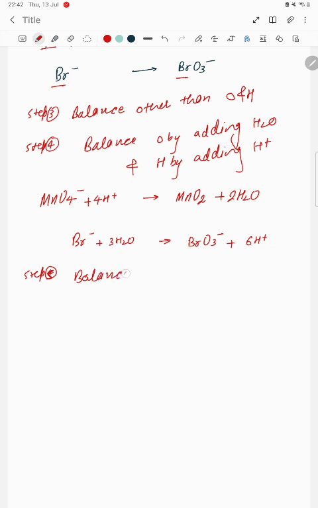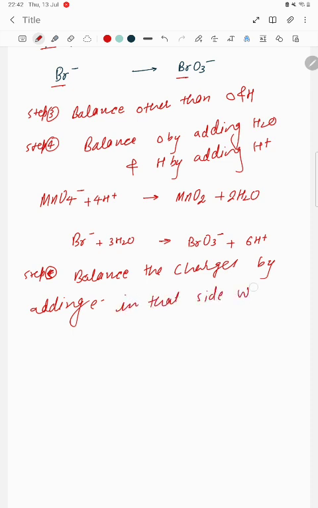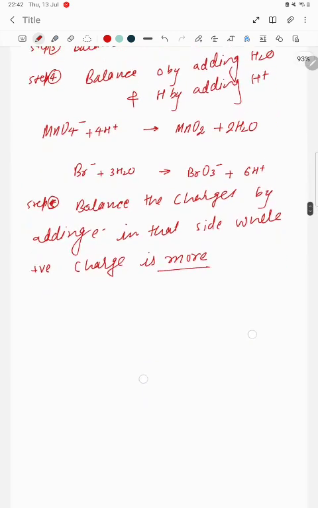Balance the charge, student, by adding electrons. Where will you add electrons? Add electrons on the side where positive charge is more. Wherever positive charge is more, student, on that side we need to add.